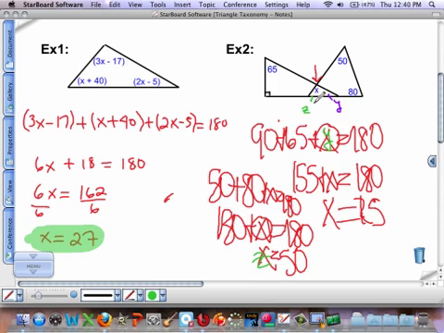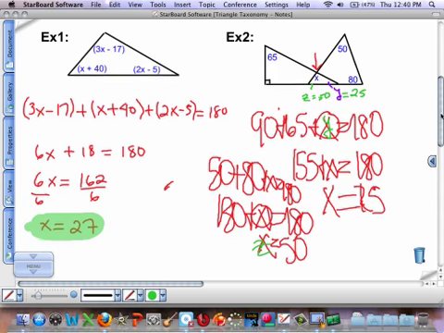And then again, we're making sure that we're talking about these two angles here at the bottom. So y in this case, as Alyssa said, is 25, and z is 50. So Alyssa, I'll let you finish that up from there.